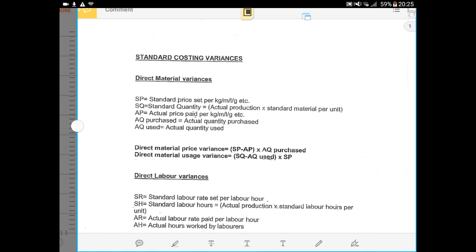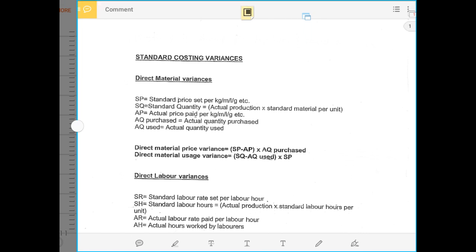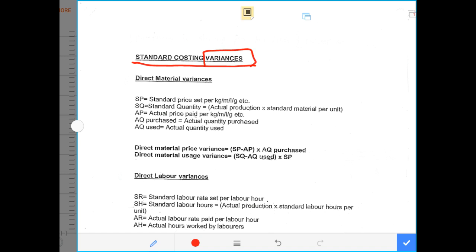Good day, students. Once again, I will be doing chapter 16 of the prescribed textbook. This chapter is on the topic called standard costing. Therefore, now we will be dealing with variances on the topic of standard costing, and there are some variances that I want to bring to your attention, which we will normally be required to do in the textbook.